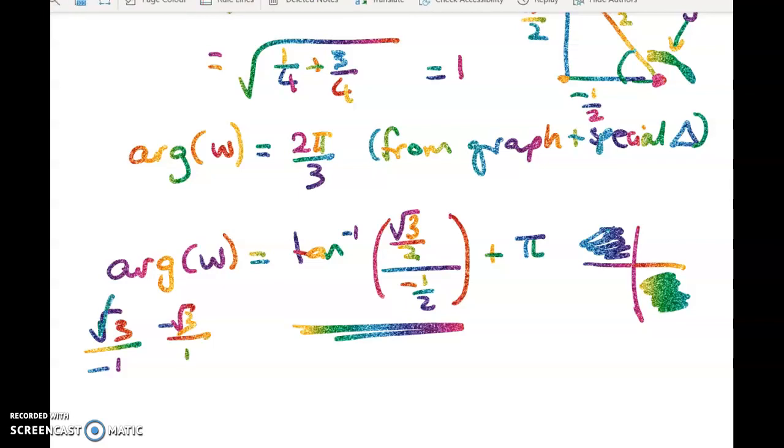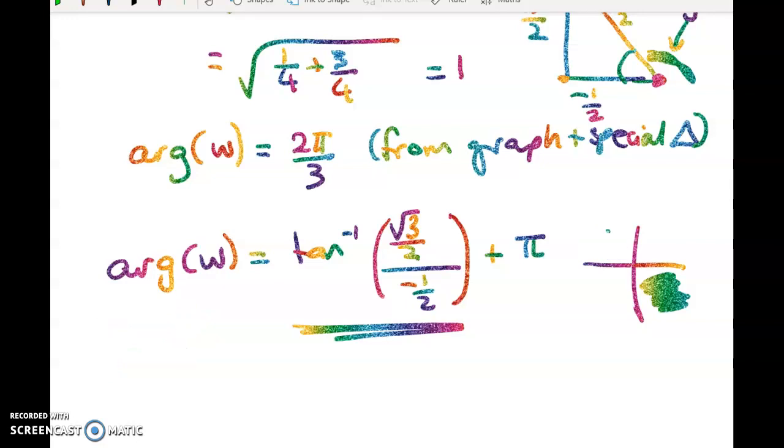So I know that I've said this 1,000 times, but too bad. Just draw the picture, okay? And if you read the examiner's report, they say the same thing, that not enough students are drawing the pictures. So there you go. So that's the first part done.